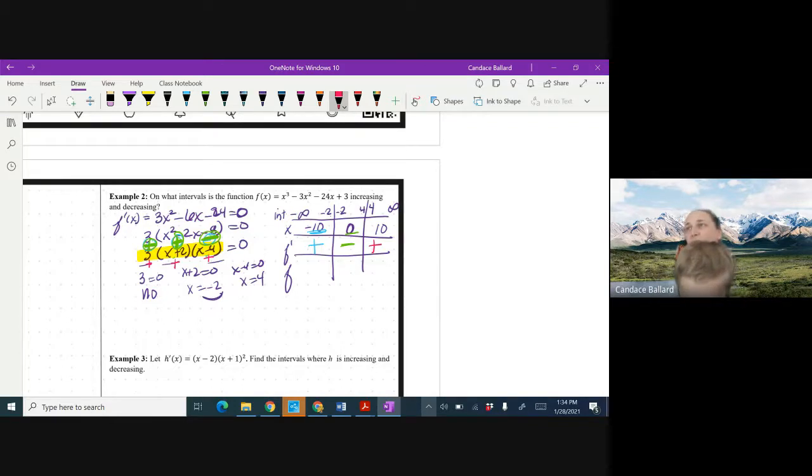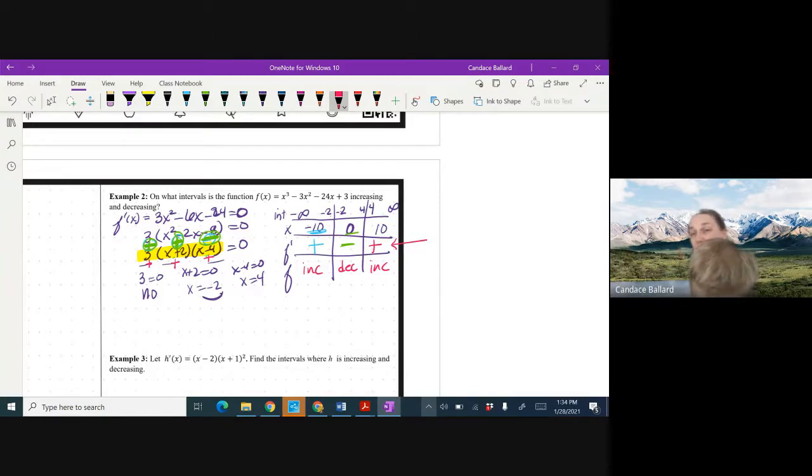Here comes a question for the chat. When the derivative is positive, what does that mean about the original function? Nice job, everybody. It means it's increasing. And when the derivative is negative, it means it is decreasing.